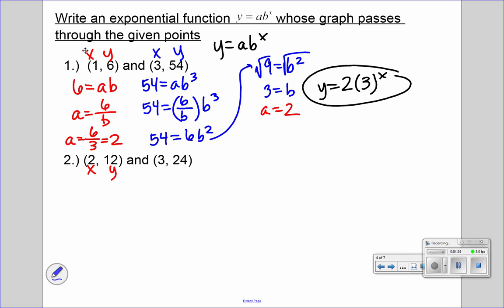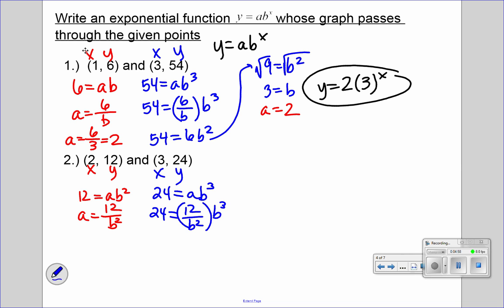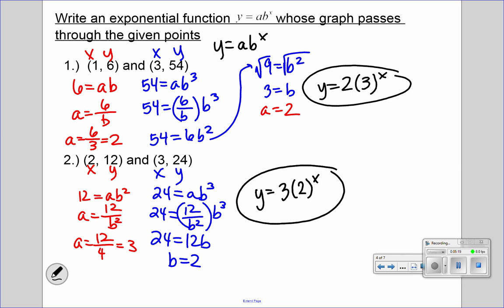Let's label our x and our y. This is going to be 12 equals ab squared. And then the other one is going to be 24 equals ab cubed. Let's solve for a. So a is going to be 12 over b squared. We're going to plug that in. 24 equals 12 over b squared times b cubed. 24 will equal 12b, so b will equal 2. We can plug that back into a equals 12 over 4, which is 3. So now we can plug that into our equation, so y will equal 3 times 2 to the x. And that's our exponential function. Let's try 2 more of these.